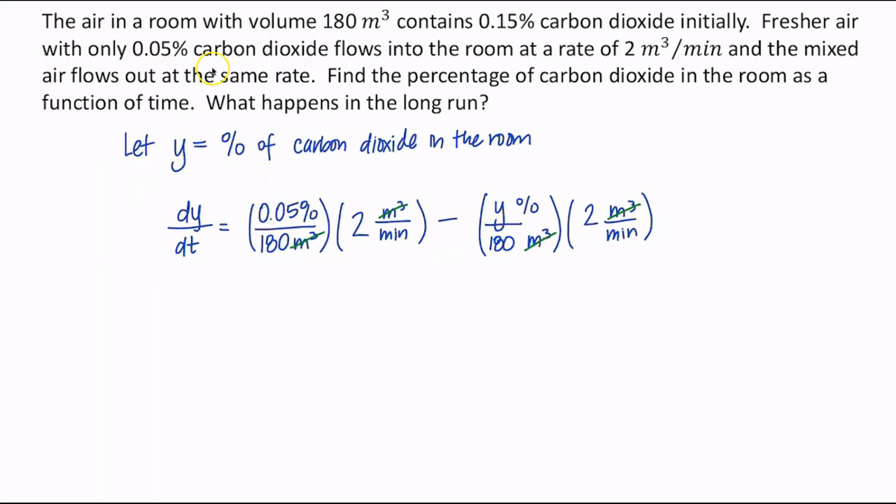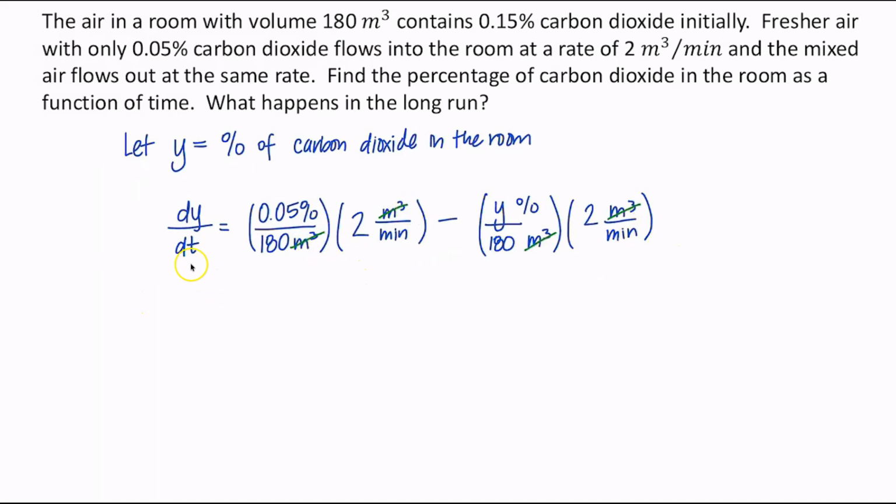So the alternative would have been to change 0.05% into a decimal to drop the percentage. But then later we would have had to convert it back to a percentage by dividing by the volume anyway. So there's just a couple of different options, but if we're going to keep y as the percent, and that's what we're trying to find, then we just have to be careful here, and units really help us out.